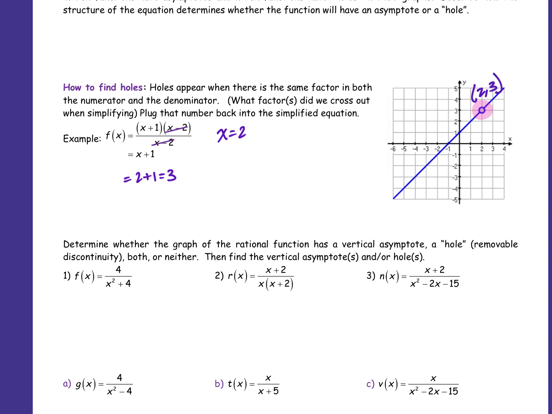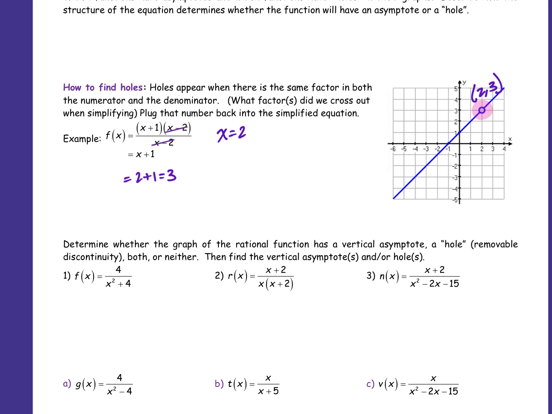2, 3, right? X equals 2, y equals 3. So how I find the location of the hole: the x is what's canceled out, right? I solve for that x value, plug it back into the simplified equation, and that gives me my y value. And that tells me where on my graph my hole is.